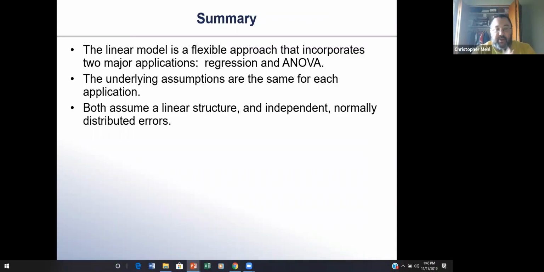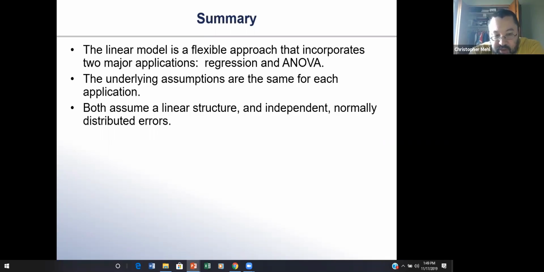Okay, and I'll wrap everything up. The linear model here is a flexible approach that's incorporating two major applications, regression and ANOVA. I've tried to stress that the underlying assumptions and really the underlying model are the same for each application. Both assume a linear structure, both assume independent, normally distributed errors, but the goals are different. For regression, the goal is to build a predictive model. For ANOVA, the goal is to determine which factors in the model are significant and which aren't.